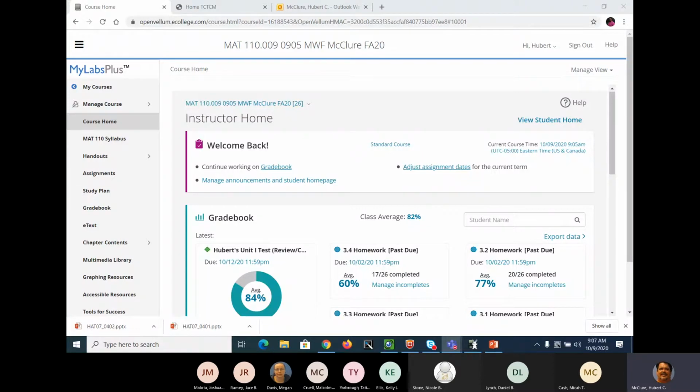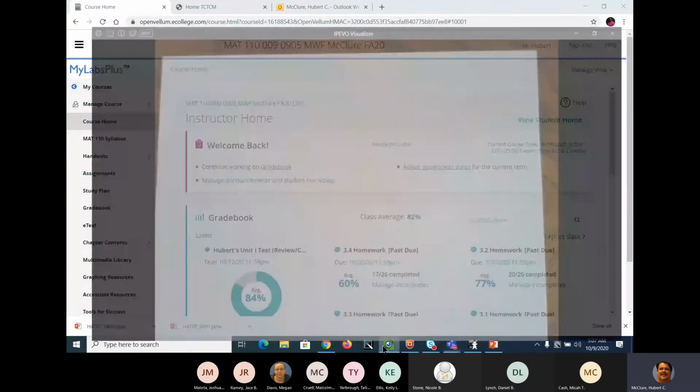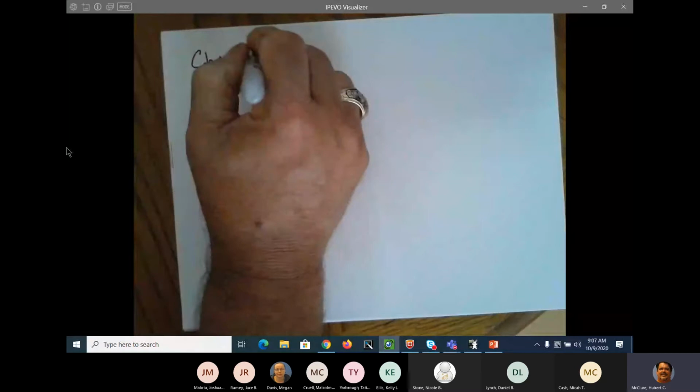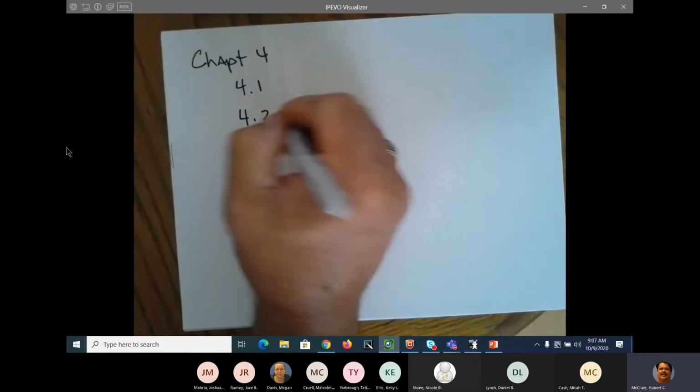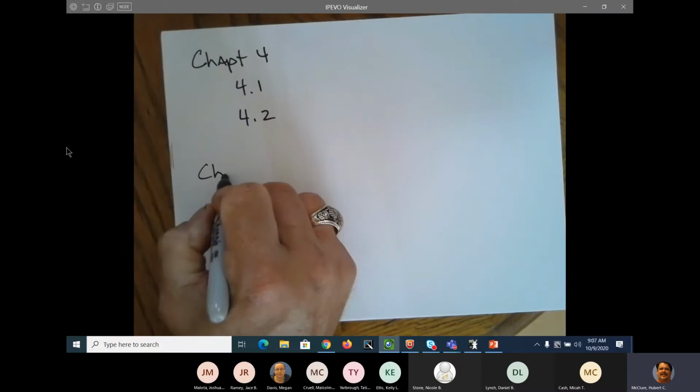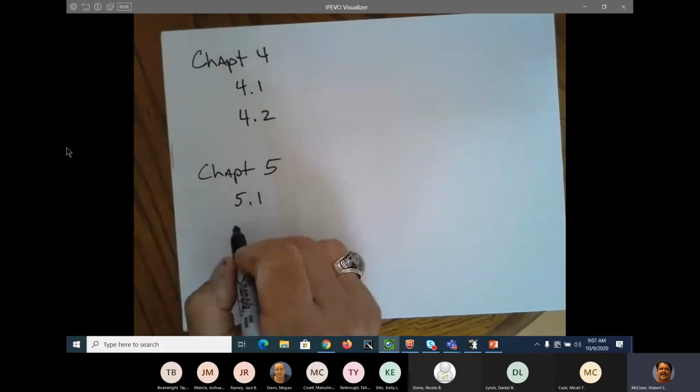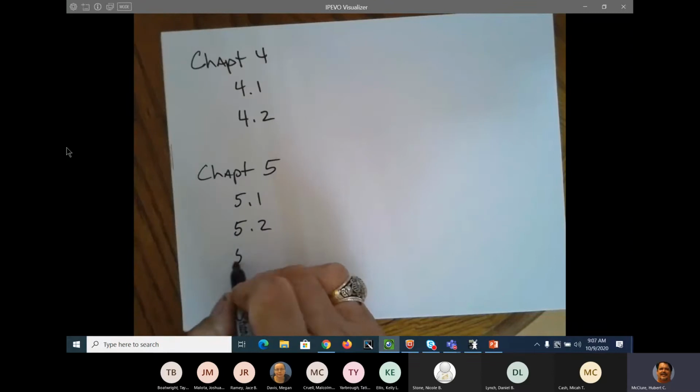Okay. So what I want to make a note of is the next two tests. We're going to have a chapter 4 test and a chapter 5 test. The chapter 4 test will consist of 4.1, 4.2. The chapter 5 test will consist of 5.1, 5.2, 5.3.